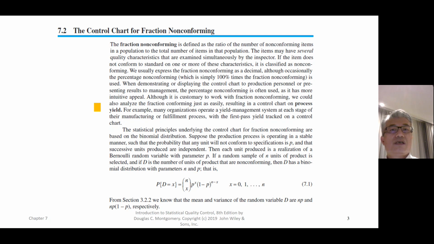So many organizations operate a yield management system at each stage of their manufacturing or fulfillment process with the first pass yield. If the first pass yield doesn't pass, they perform the second pass yield test, tracked on the control chart.